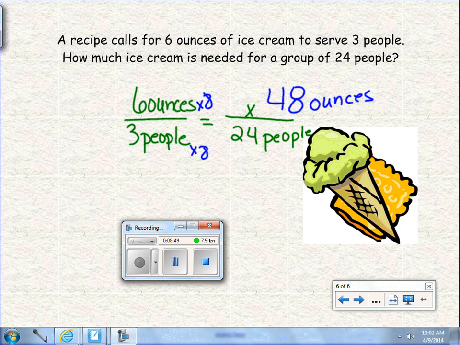Note we set up the proportion of 6 ounces for 3 people is equal to how many ounces for 24 people? There wasn't a need to simplify because we could do it mentally. 6 times 8 is 48. 3 times 8 is 24. So your answer would be 48 ounces for 24 people. Again, look to make sure your answer makes sense. Set it up in proportions and solve it.